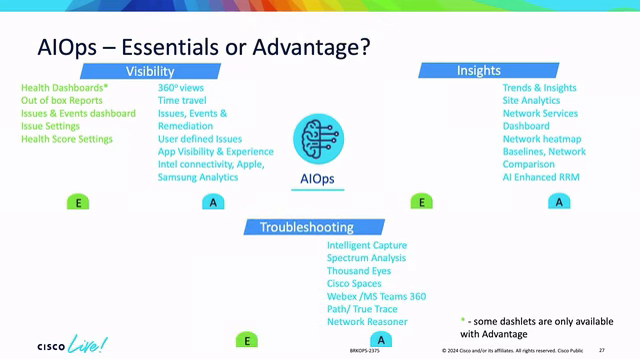Troubleshooting, there's not much that you can take advantage of with a Catalyst Center Essentials subscription. However, with Advantage, you can leverage ICAP, the intelligent capture, and OTA. You can use the spectrum analyzer, and when you have integration with other tools such as WebEx or MS Teams in your network, if you have an Advantage license, you will be able to troubleshoot WebEx calls or Microsoft Teams calls for better troubleshooting of user issues.